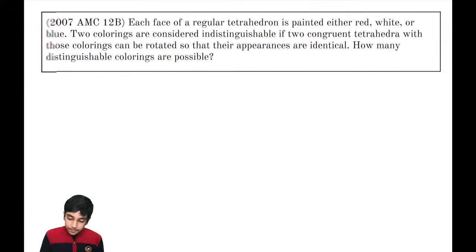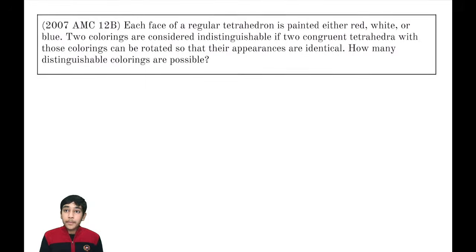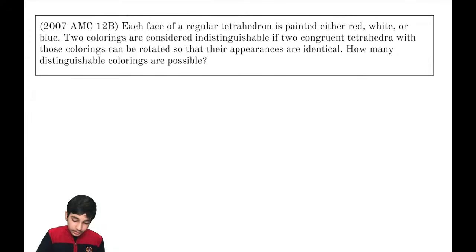Okay, so this is our last problem for today. We have a regular tetrahedron, and 2 colorings are indistinguishable if one can be rotated into the other. So rotations don't matter. How many distinguishable colorings are possible is what we want to find. So let me just draw a tetrahedron really quickly.